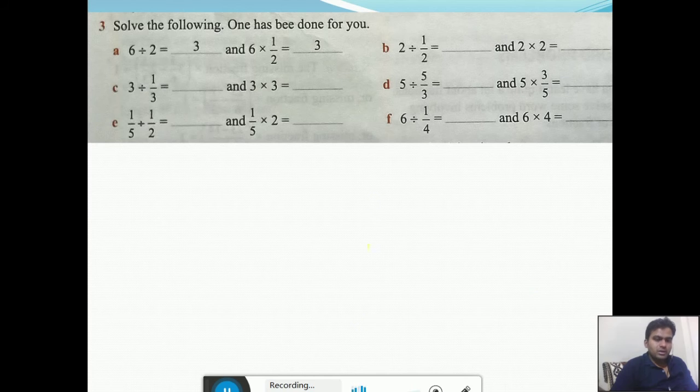Now question number 3, solve the following. One has been done for you. Now here 6 upon 2, what? 3. Okay, this is one method to solve this question. Now the second method to solve this. How to solve? Just reciprocal this 2. So this 2 when reciprocal, then it will become 1 upon 2.